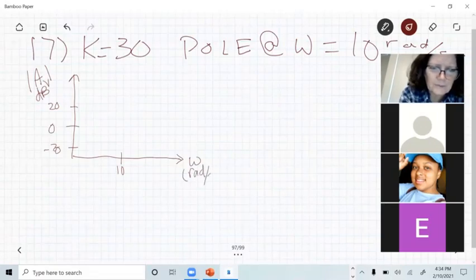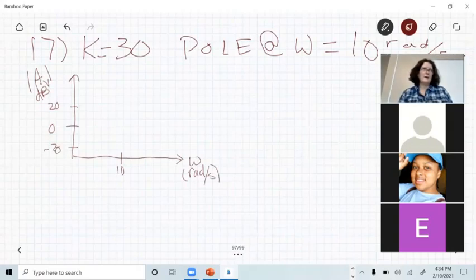Be careful with this, because engineers actually prefer to use hertz. Multisim, I think, defaults to hertz. MATLAB will default to radians per second.